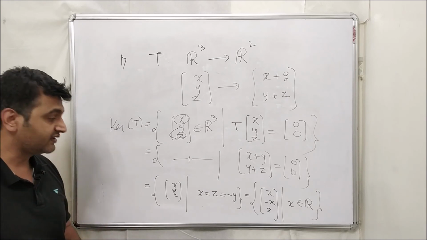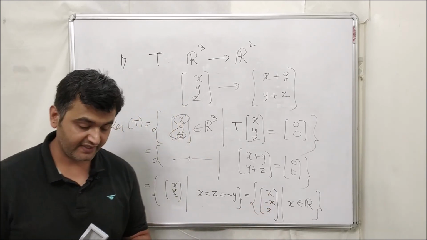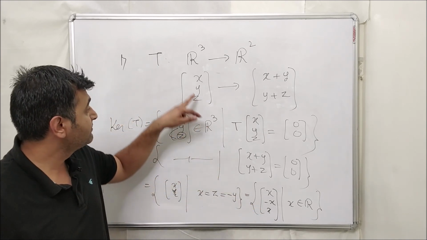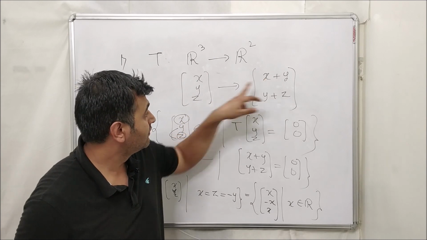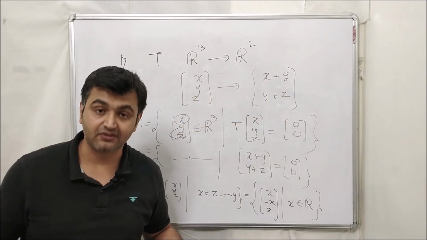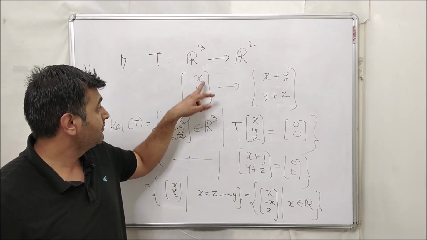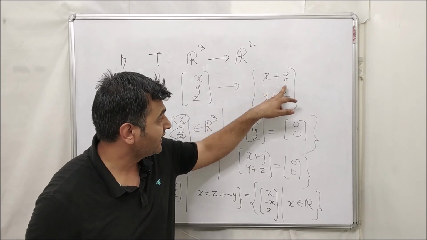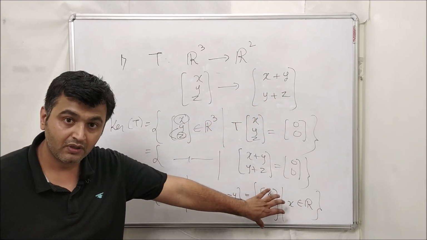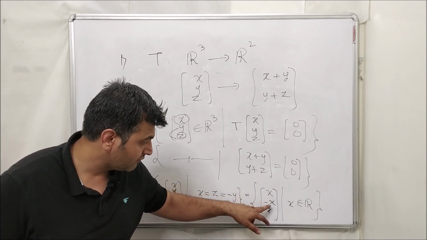So kernel is nothing but the collection of all these vectors x, minus x and x, where x is any number. Suppose you take (1, -1, 1), what is the image of (1, -1, 1)? 1 minus 1 is 0, and minus 1 plus 1 is 0. If you take (pi, -pi, pi), then pi minus pi is 0, and minus pi plus pi is again 0. If you take any vector of this form, you can take x outside: x times (1, -1, 1).